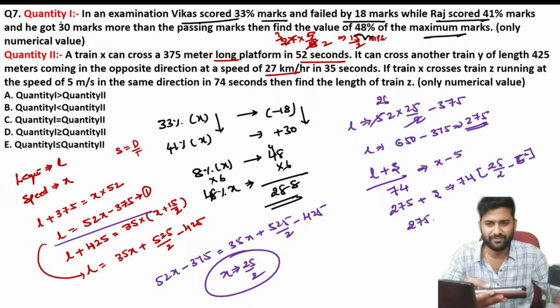Now here 275 plus Z is 74. Now here 5 to Z and it's a value of 15 by 2. Just cancel. You will get this value is 37, right? What about the Z value?